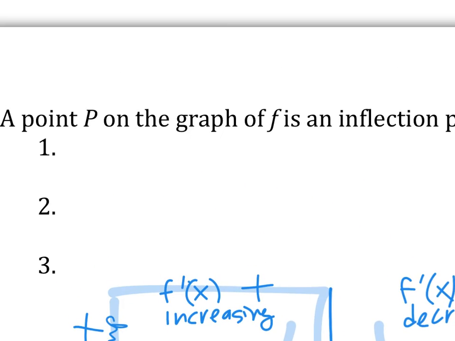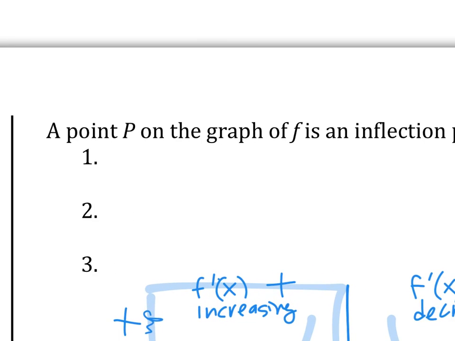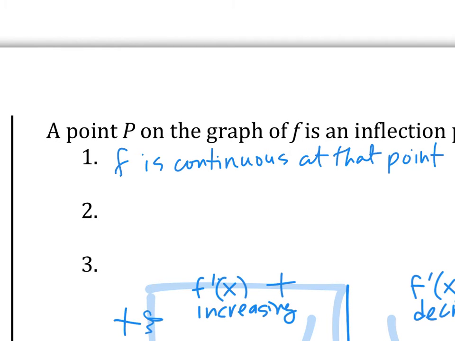Okay, so let's go ahead and write down inflection point. The definition of inflection point: a point on the graph of F is an inflection point if, first, F is continuous at that point. Obviously, we can't have an inflection point if the original graph is undefined. You won't even have a derivative, right?